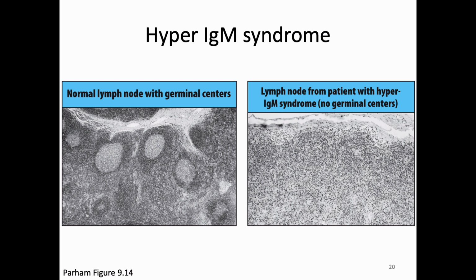As a result, they never can do class switch. And so if you look at their antibodies, all of their antibodies are IgM. They have way too much IgM and not enough of anything else. So they have hyper IgM. They have no IgG, no IgA, no IgE, because they never can class switch. There are 3 proteins that can cause hyper IgM syndrome, 3 different mutations. One of those proteins is CD40.